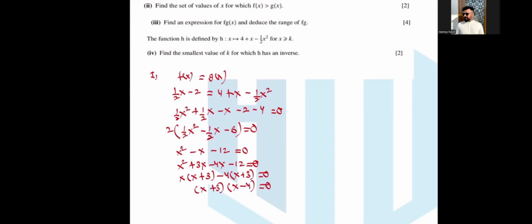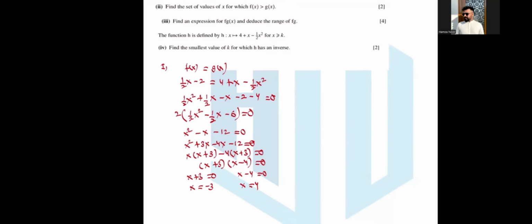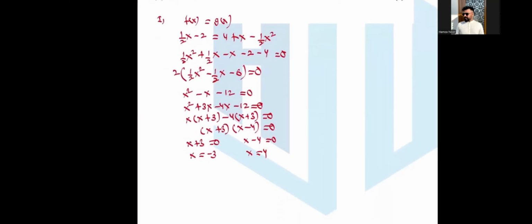Equating both of the factors with 0, when x plus 3 is equated with 0, x is equal to minus 3. Similarly, when x minus 4 is equated with 0, x is equal to 4. These are the x coordinates of the points of intersection. However, we need to find the complete points of intersection, so we need the corresponding values of y as well. For that purpose, you can substitute these values into either the f(x) function or the g(x) function. f(x) is simply a linear function, so I'm going to substitute into the f(x) function.